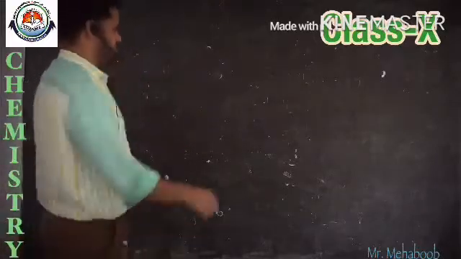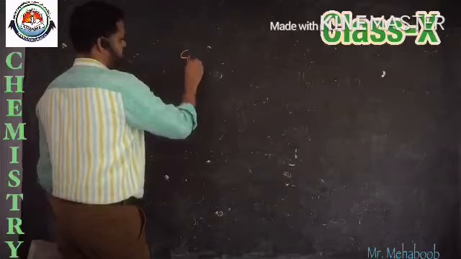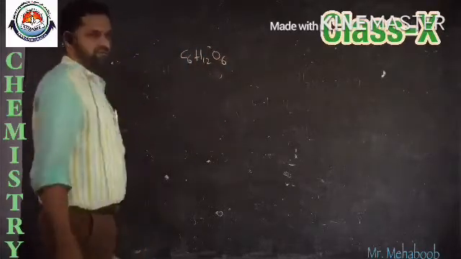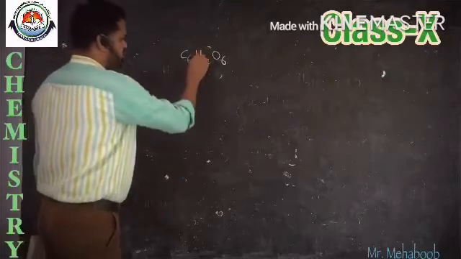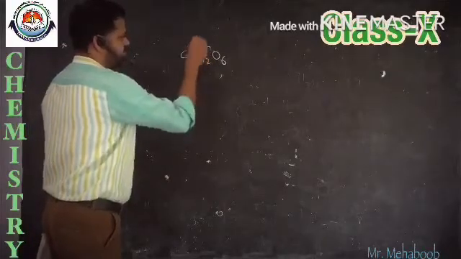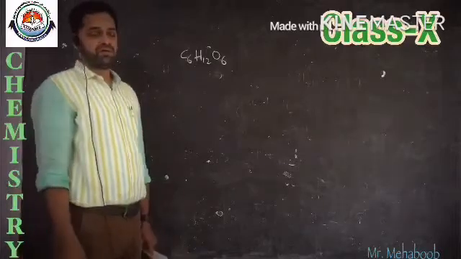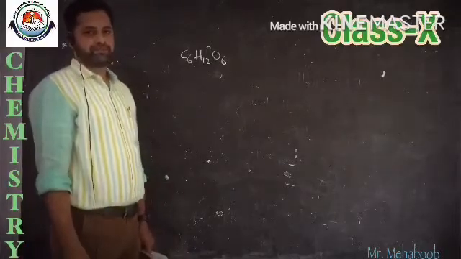See, glucose, that is C6H12O6. This is the formula of glucose. So here there are 12 hydrogen atoms. Even though it contains hydrogen atoms, they are not showing any acidic property.